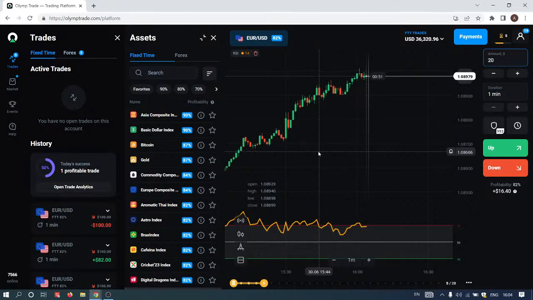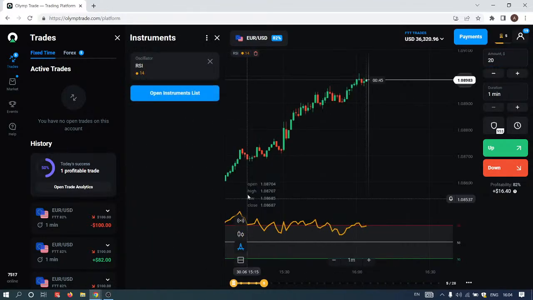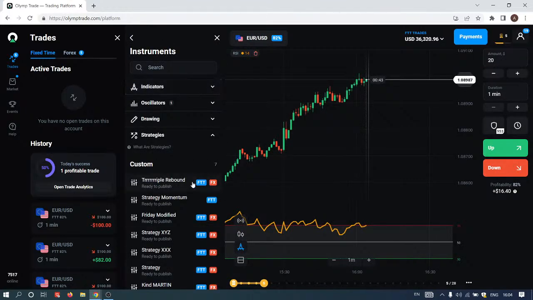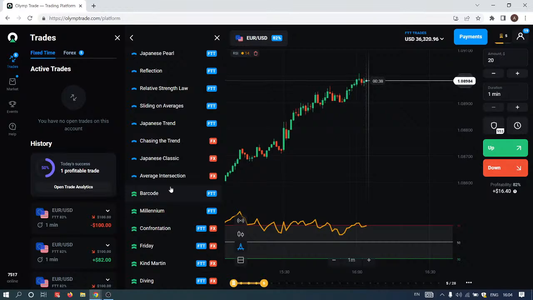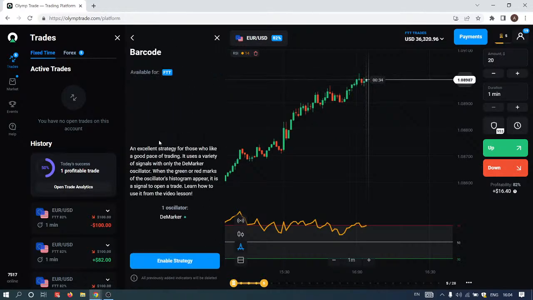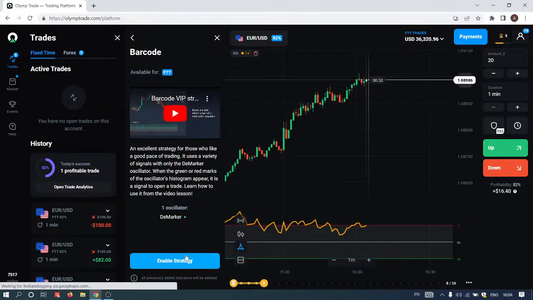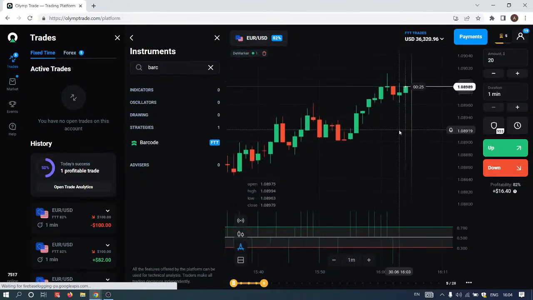In order to select and enable this strategy, we need to click the technical analysis tab, open the instruments list, and scroll down to barcode, or type barcode here. And here it is, barcode. Then we need to click the enable strategy button, and we are going to get a picture that looks like this.